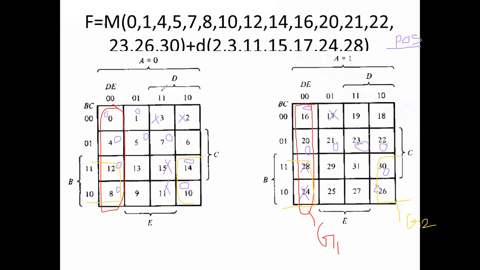So now try quads, 4 adjacent zeros. See this: 1, 3, 5, 7. Is this a quad? Yes. So this is group 3. Now, is there any quad? See here: 20, 21, 22, 23. All adjacent zeros. So this is group 4.